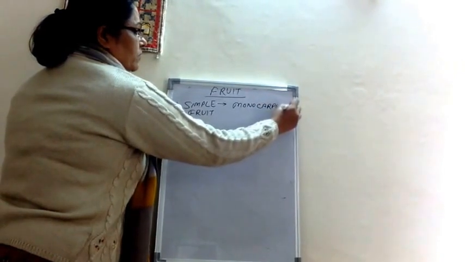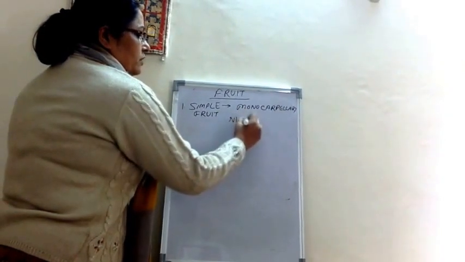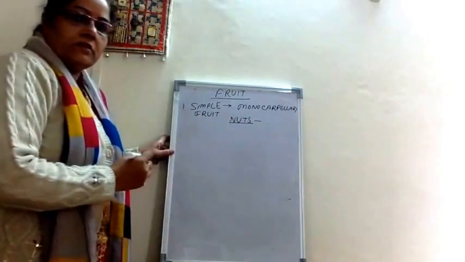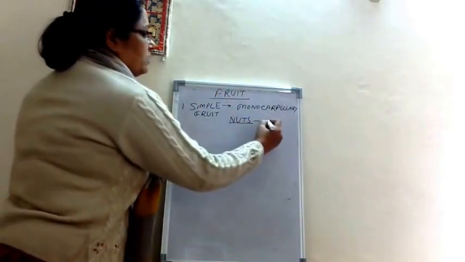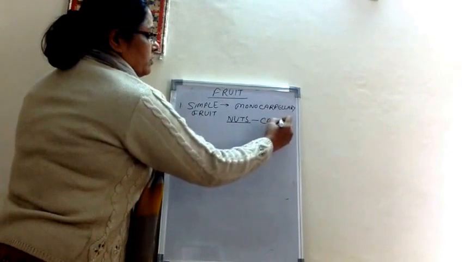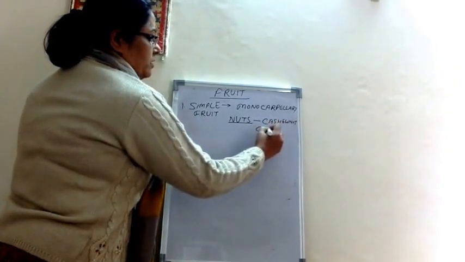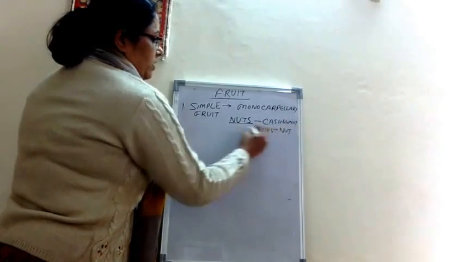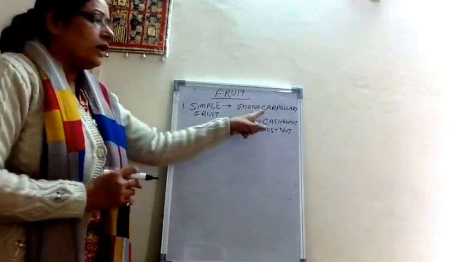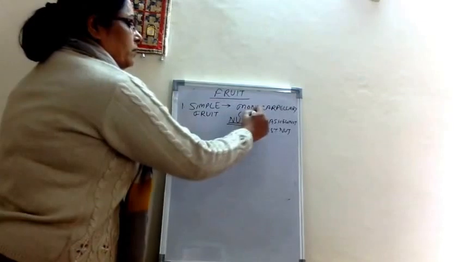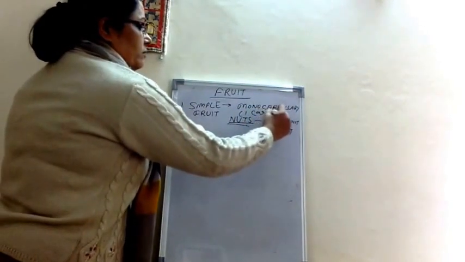Like all nuts, cashew nut or chestnut. All nuts are from monocarpellary, meaning only one carpel.